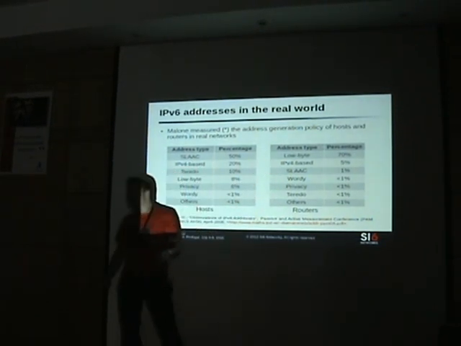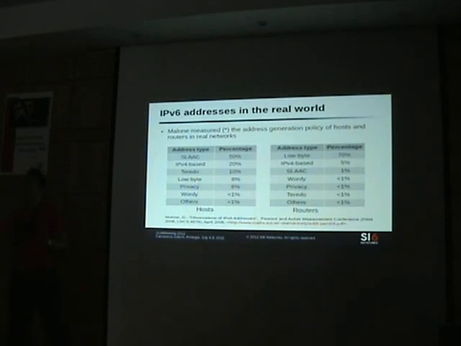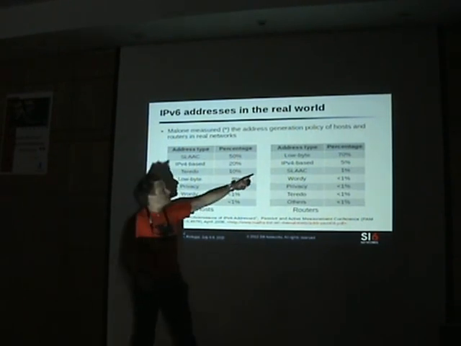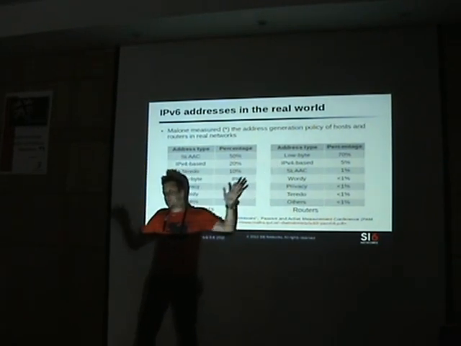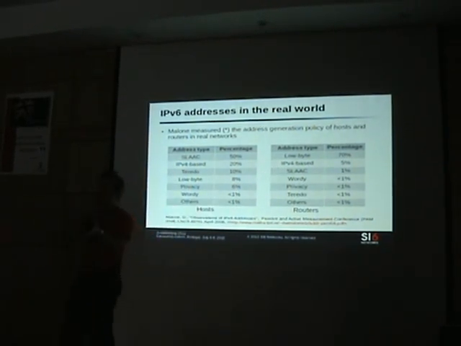You can see that 70% of the address is a low byte, which means that the interface ID is set to all zeros and only the last byte varies. That makes a lot of sense, because if you are configuring the interface of a router, typically you do it manually, and in order for the addresses to be easier to remember, you just change the last byte. There's 5% of IPv4 based addresses, which means that you put the IPv4 address in the interface ID.